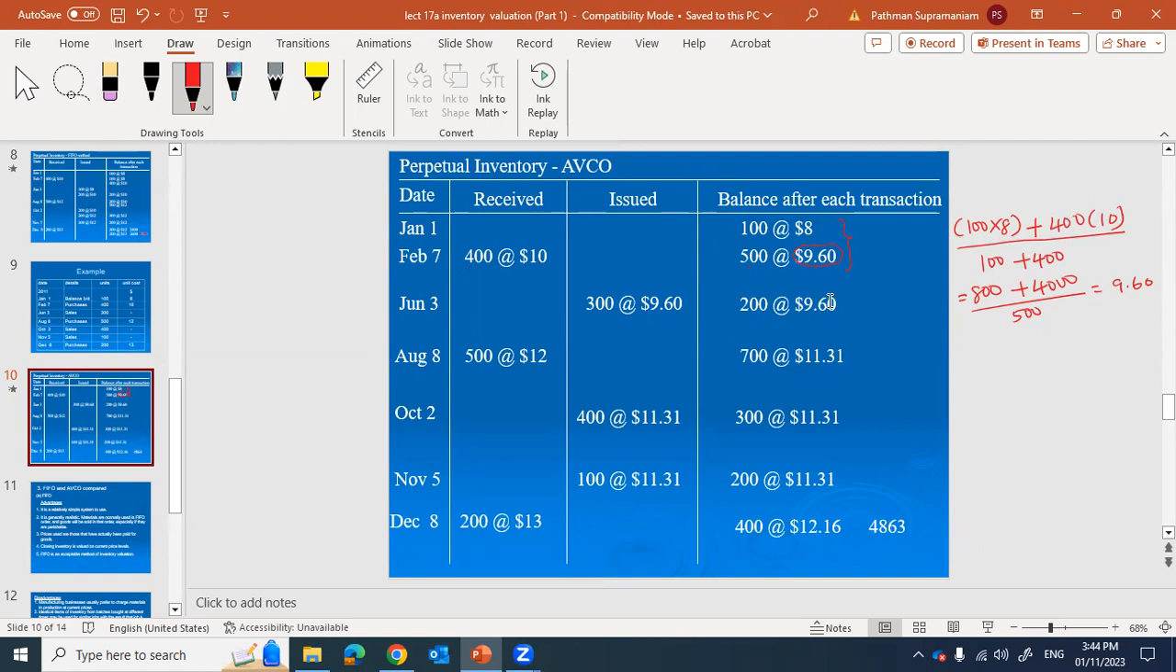And take note that unlike the FIFO method, in this method, average cost method, we no longer have to separate the groups of inventory. Once you have calculated the average cost per unit, we can combine them as one line. For example, you do not have to write the 500 as 100 separately and 400 separately.